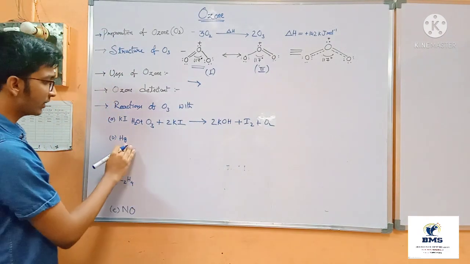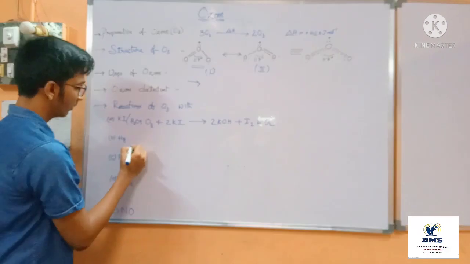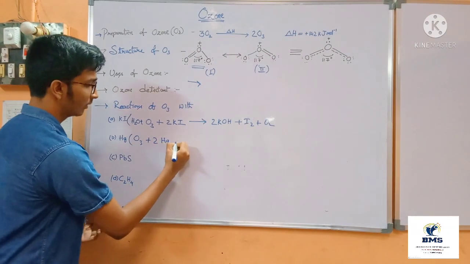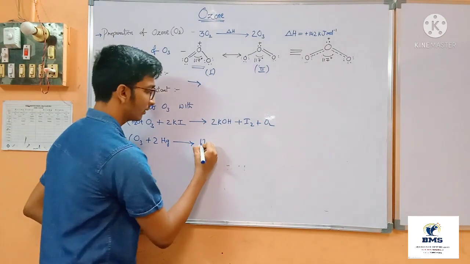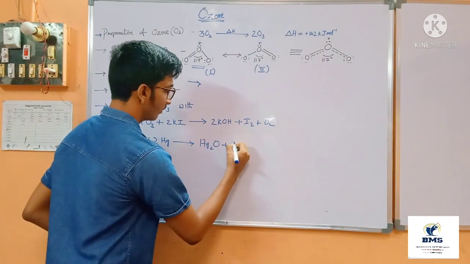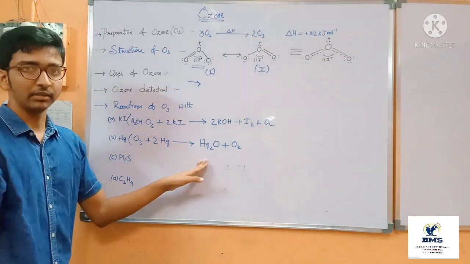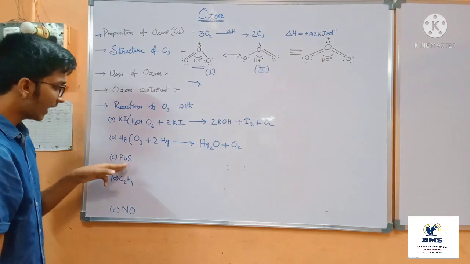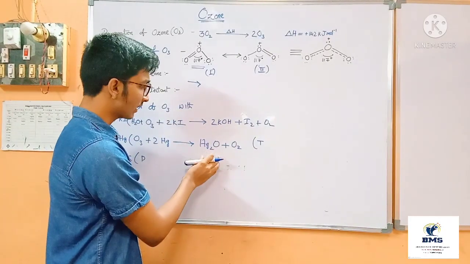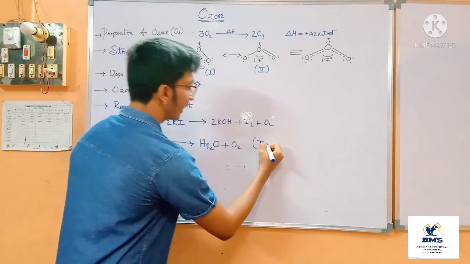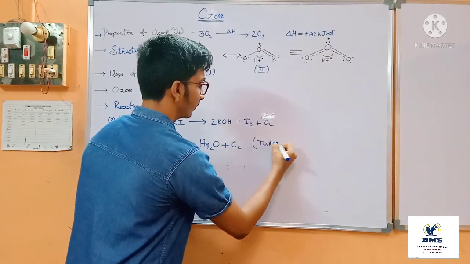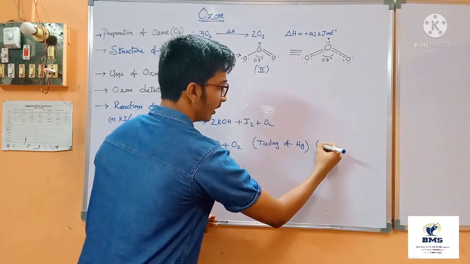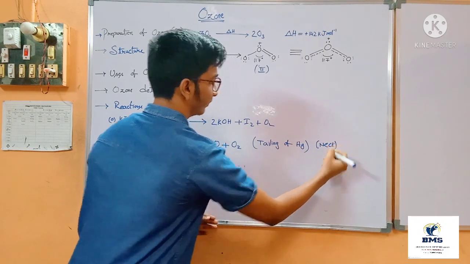And reaction with Hg. Ozone when reacted with Hg gives mercurous oxide and oxygen gas. This is also called tailing of mercury. It is very important in NEET and CET.